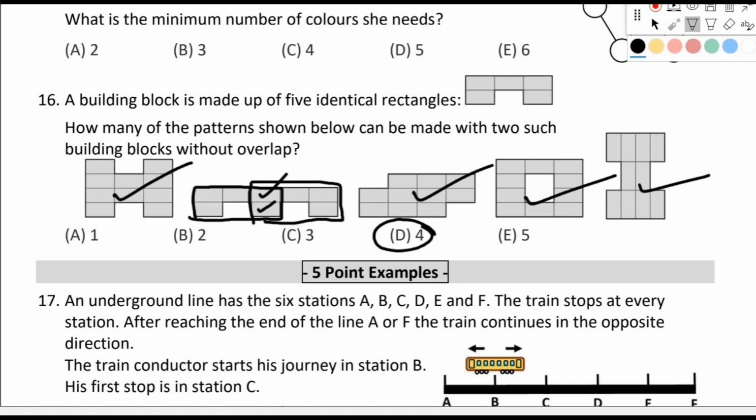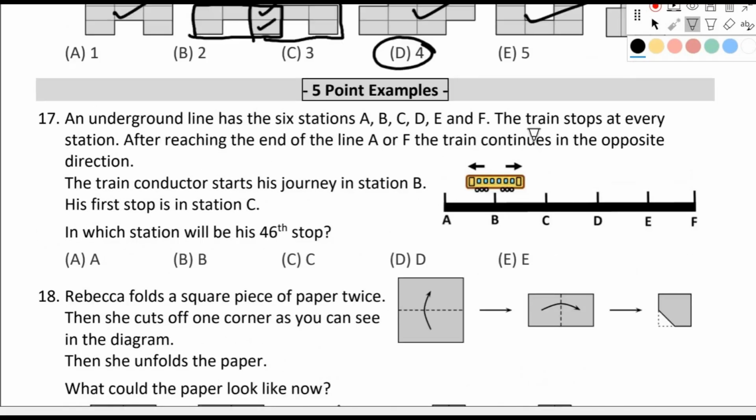Coming to 17th question. An underground line has 6 stations, A, B, C, D, E, F. The train stops at every station, and after reaching the end lines A and F, it continues backward. That means A is a station, F is a station, and these are the points where the train starts moving backward after reaching them.